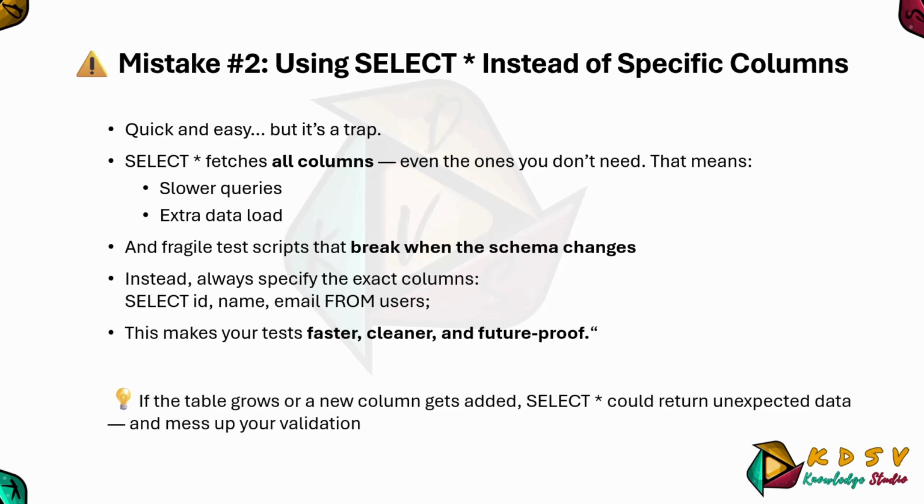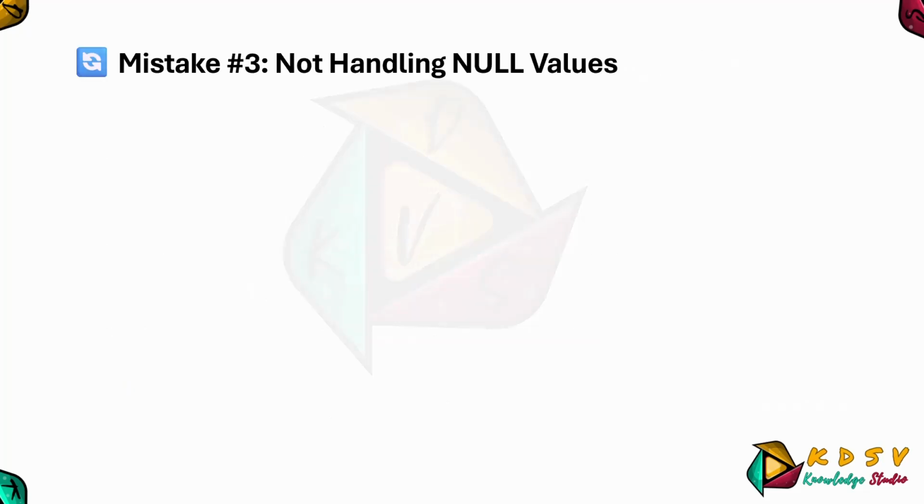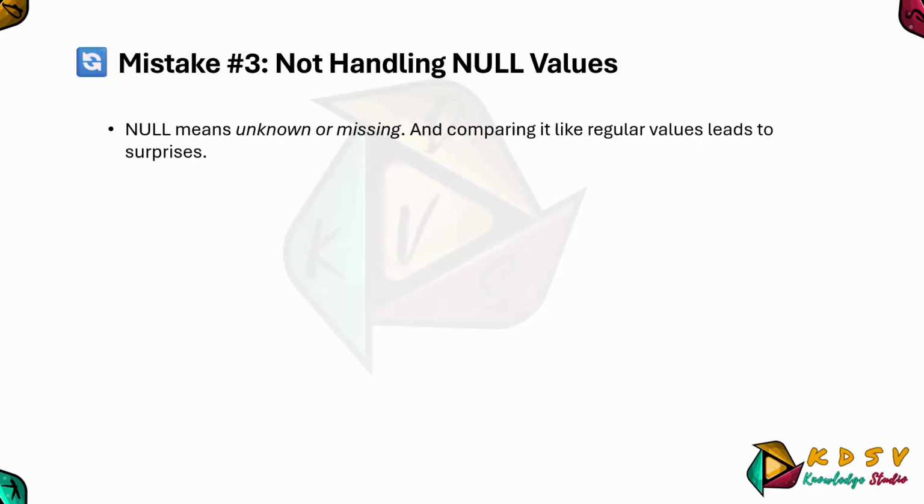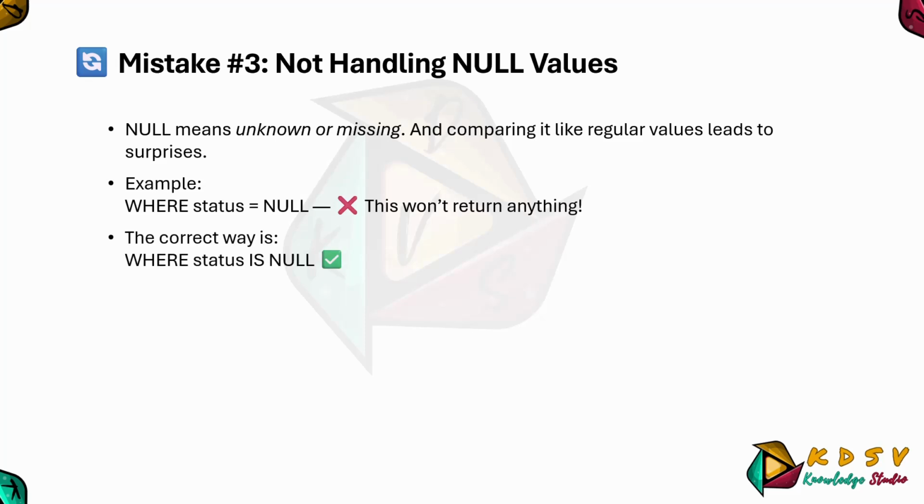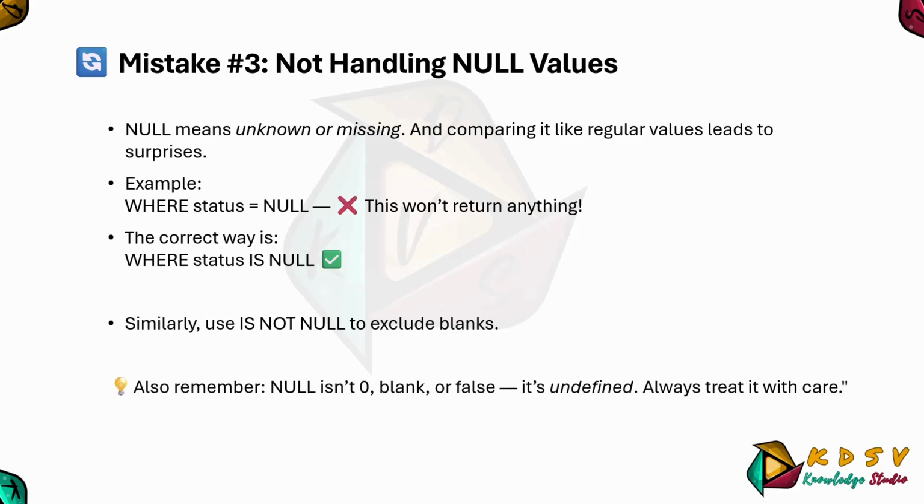If the table grows or new columns get added, SELECT * could return unexpected data and will mess up your validation. Mistake number 3, not handling NULL values. NULL means unknown or missing, and comparing it like a regular value leads to surprises. For example, WHERE status = NULL won't return anything. The correct way is to use WHERE status IS NULL. Similarly, use IS NOT NULL to exclude the blanks. Also remember, NULL is not 0 or blank or false. It is undefined. Always treat it with care.